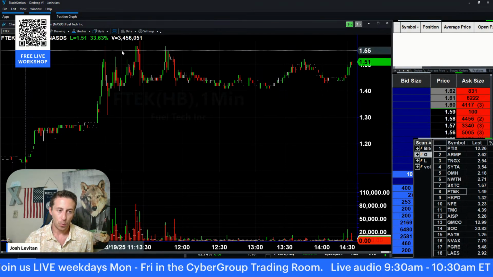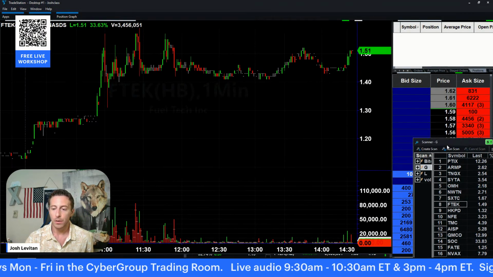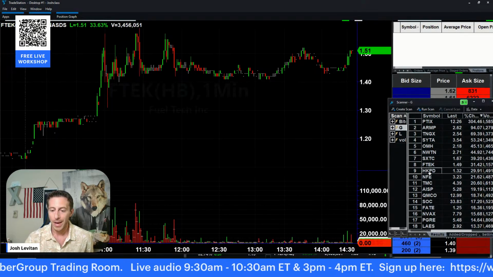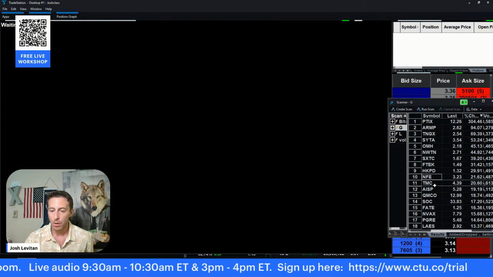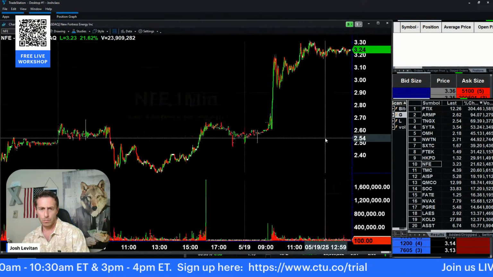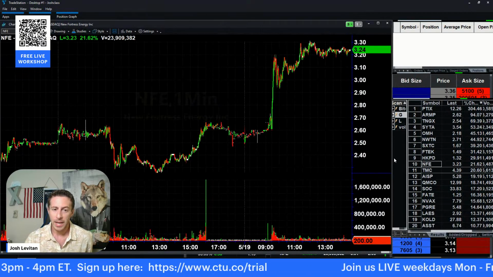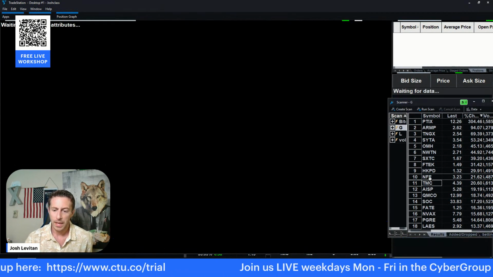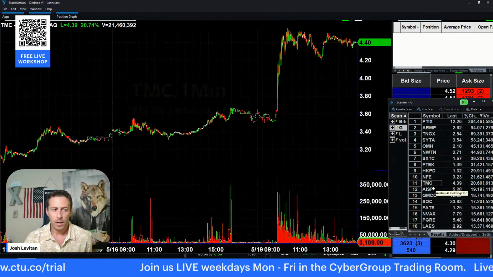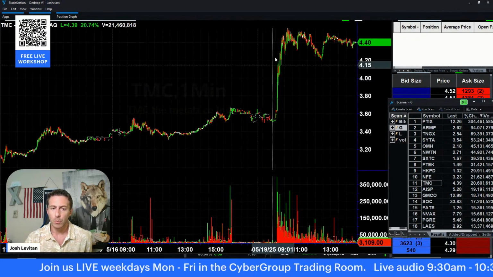Trying to go back up here towards the highs, FTEK. I'll come back to it. NFE. This looks a lot more flat now. Had a good morning move, but dead at this point. TMC, very similar. This might be a good move tomorrow morning, though.